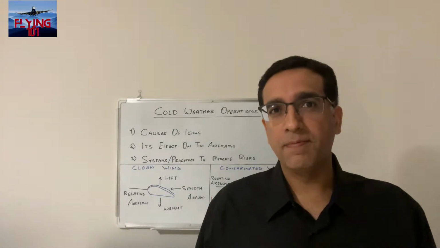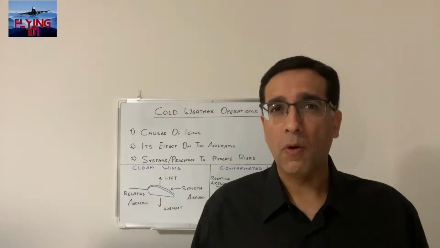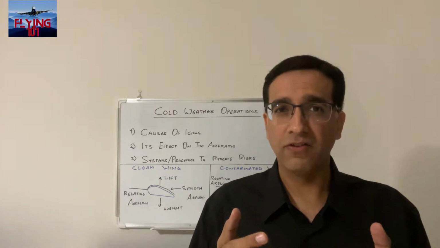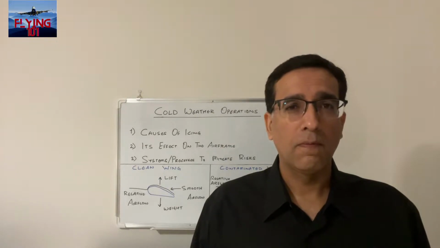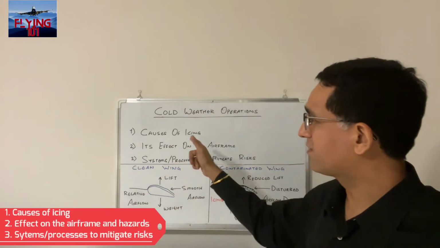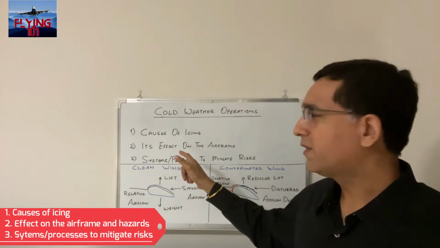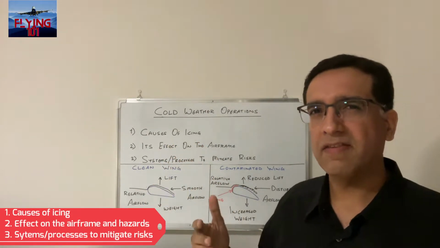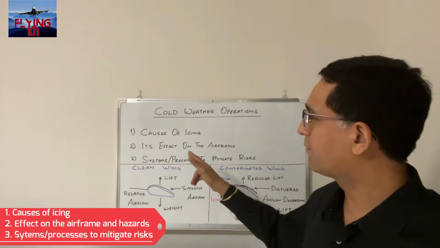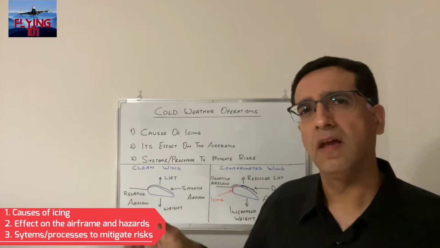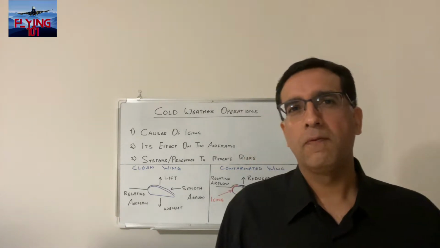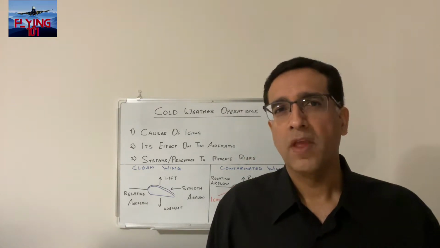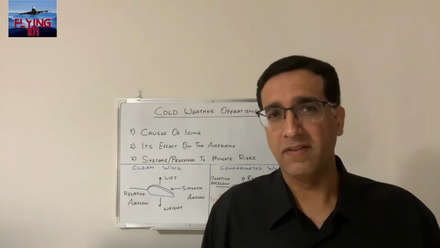In this video, we'll be exploring the significance of operating an aircraft in cold weather conditions. We will specifically delve into three things: what causes icing, its effect on the airframe and the sort of hazards that it poses, and finally, the sort of systems and processes that are in place to mitigate the risks. Let's kick off with a bit of meteorology to understand what constitutes icing conditions.